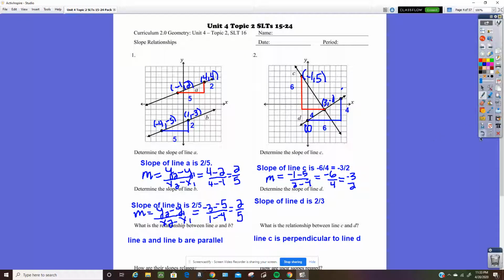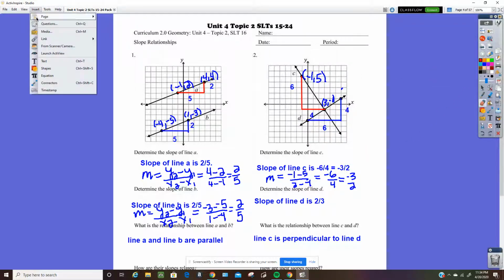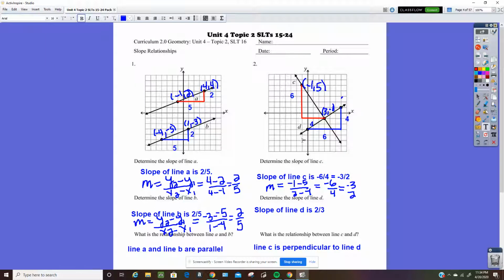And let me type it. So this point here is 0, negative 3. And the other point that's there is 3, 4, 5, 6, 1.